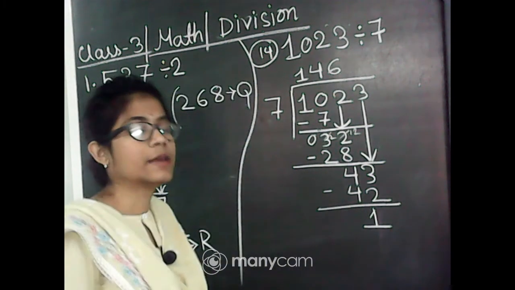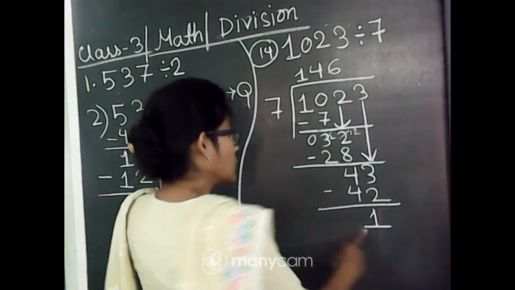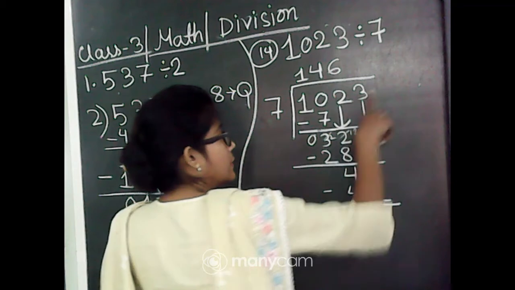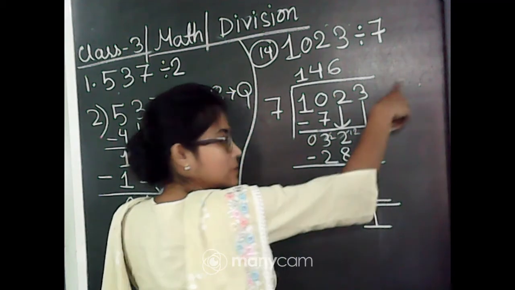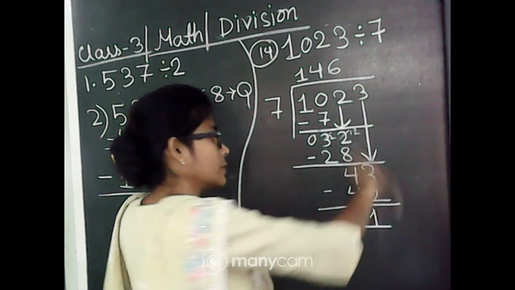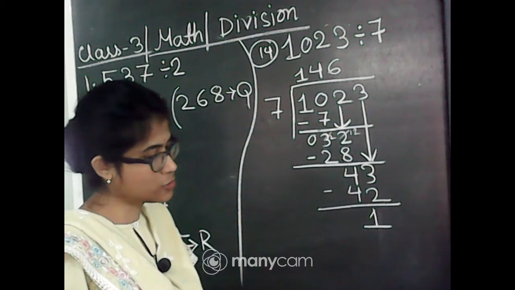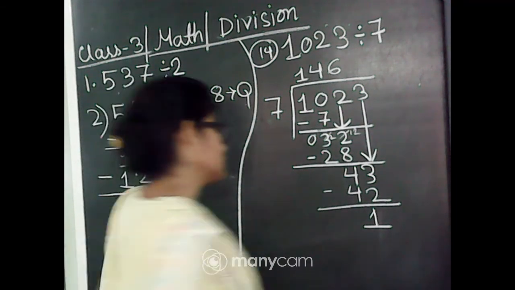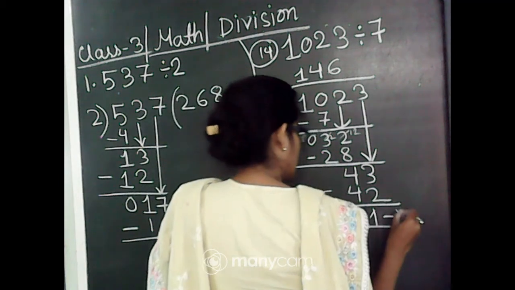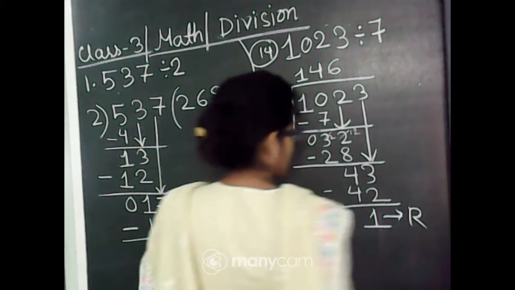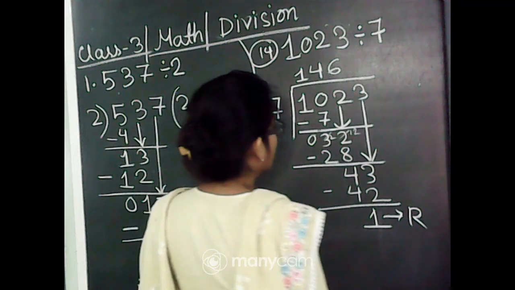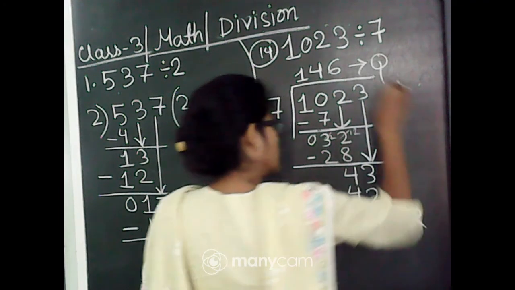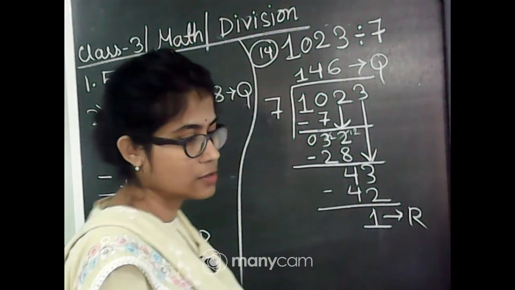Now here see that 1 is smaller than 7, so it can't be divided. Now look at the here. So no number is left over here. All the numbers we already put down. So 1 is left in this math. So 1 is the remainder, which you can denote by only writing R, and 146 is the quotient that you can denote by Q. Okay.